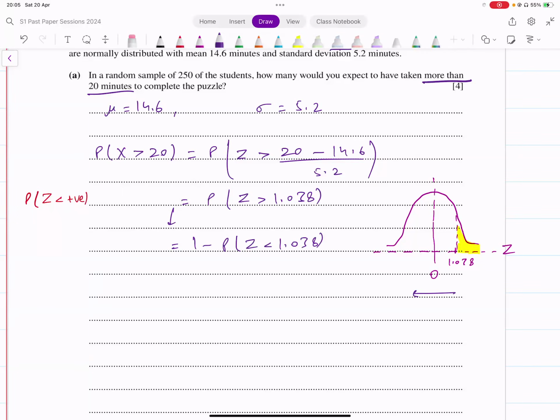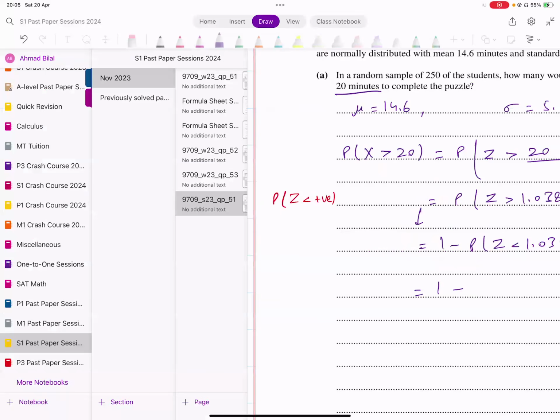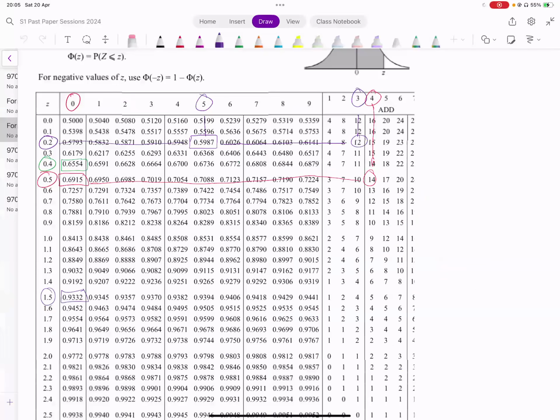And now this is the standard form. We can look for the probability value corresponding to the Z value and just input that here. Let's see what that turns out to be. 1 minus probability of Z less than 1.038. Let's keep that in mind.